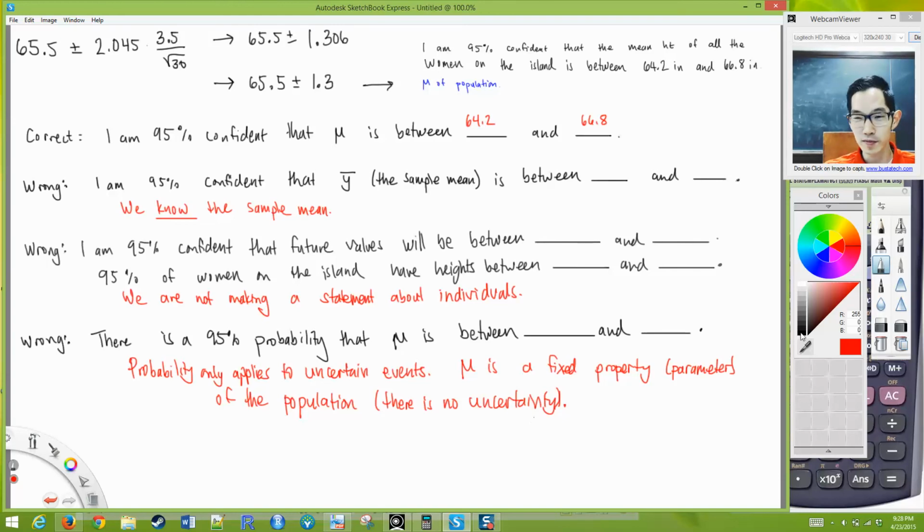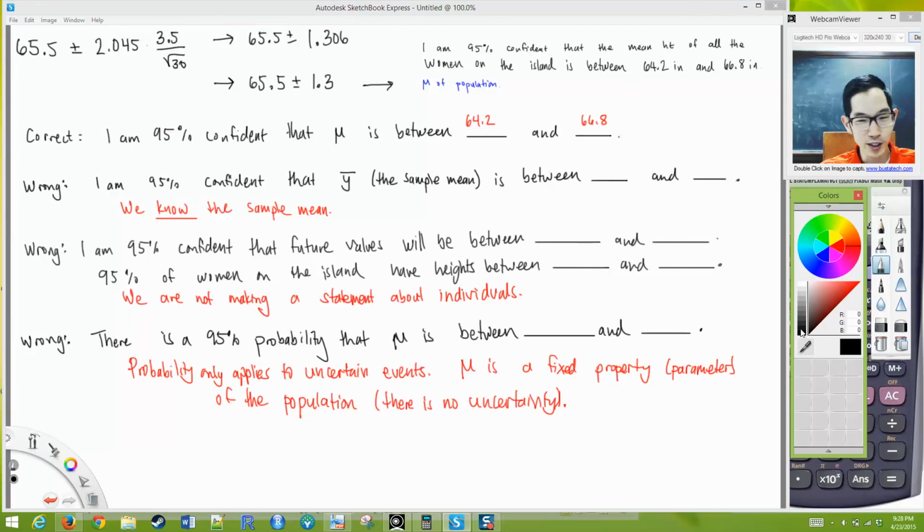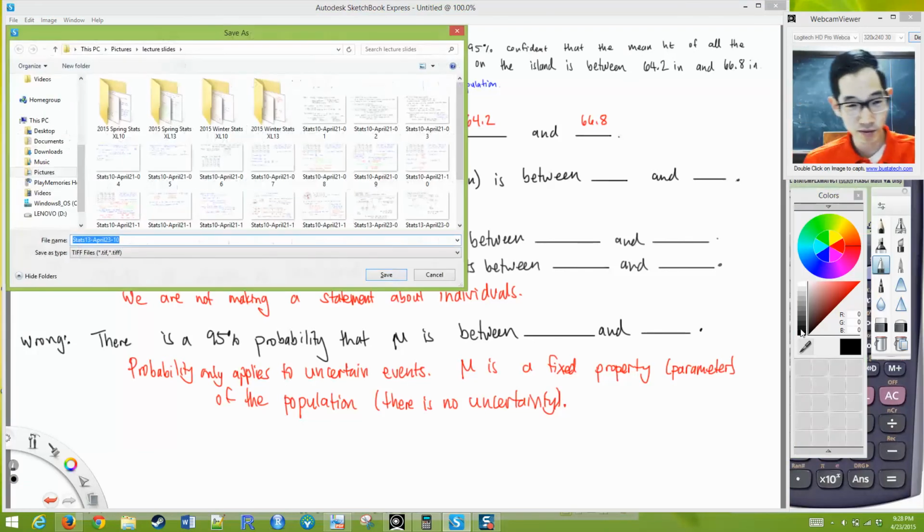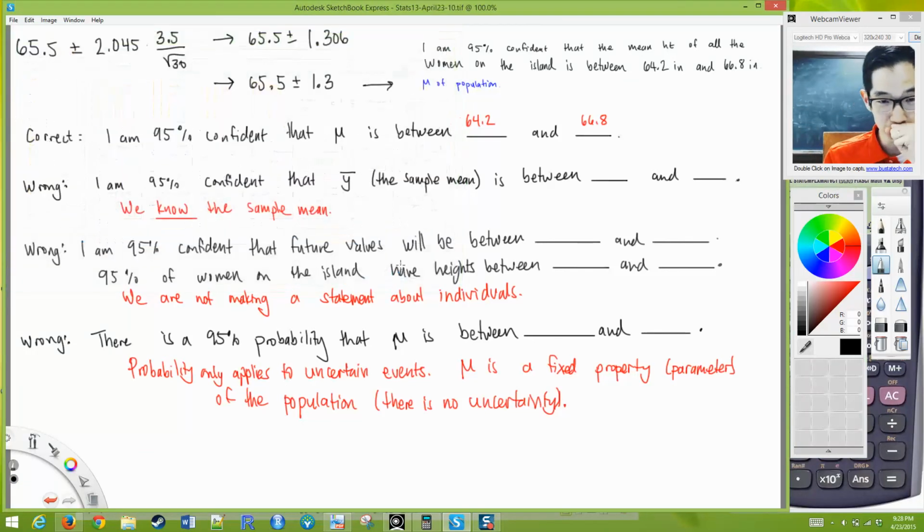Just make sure you know the correct interpretation for a confidence interval. Okay, so let's just try a simple example.